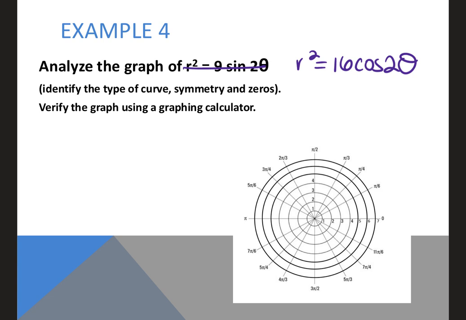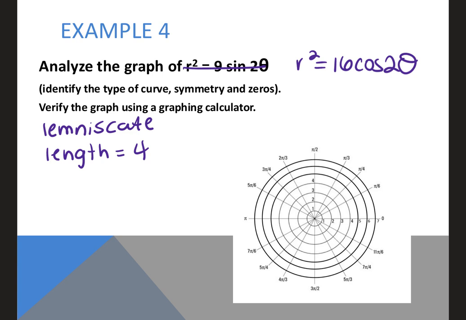All right, so tell me what you know about what I just wrote up there. R squared equals 16 cosine 2 theta. First of all, it is a lemniscate, yes. What else do you know? Good. The length of the loop or the petal length, it's not really a petal, but it's what it looks like. The length is 4.